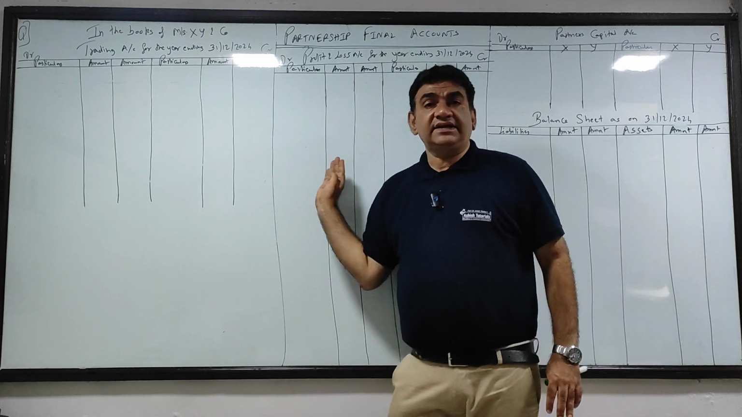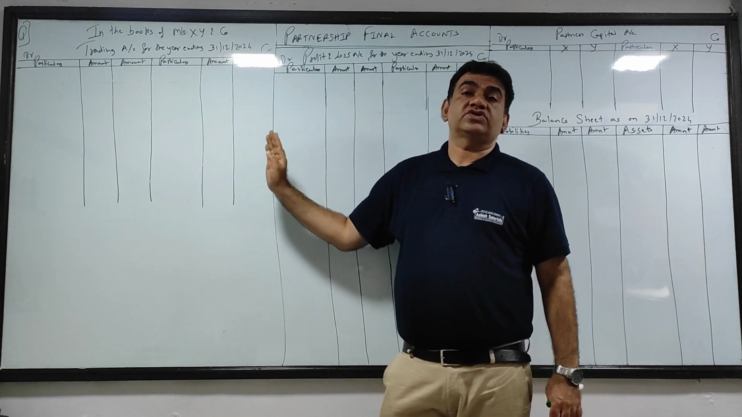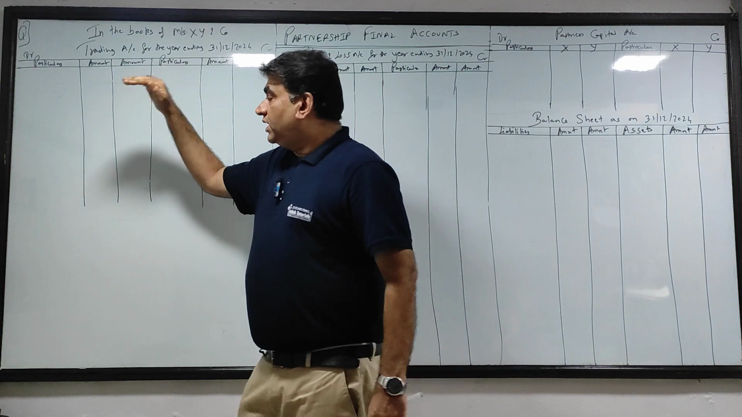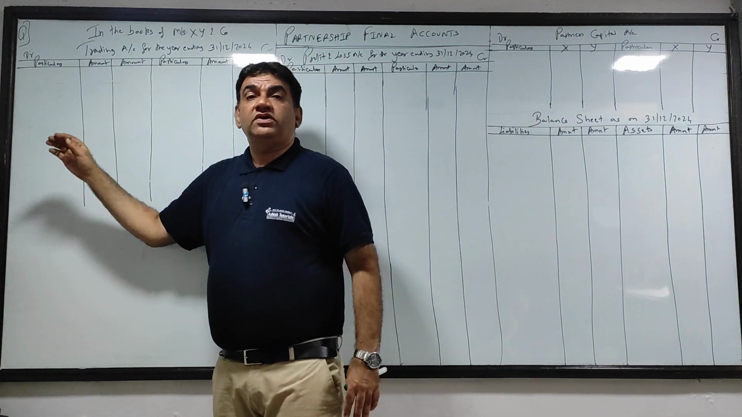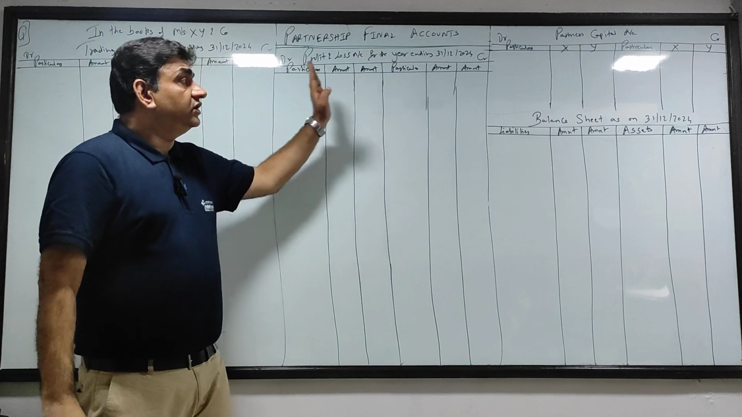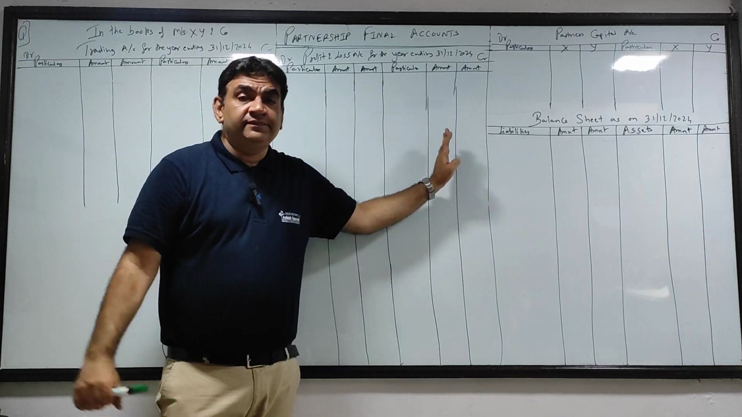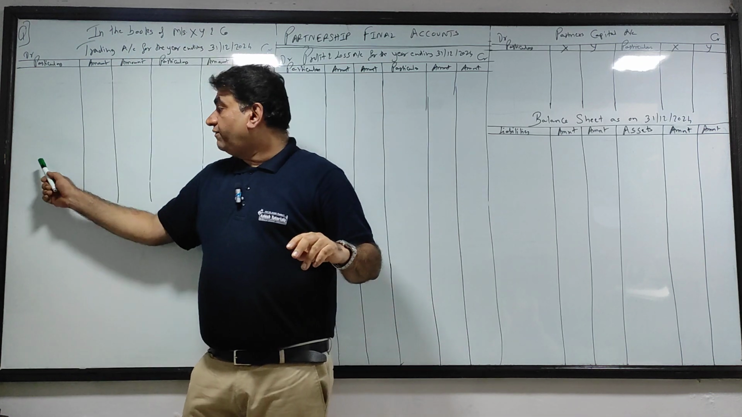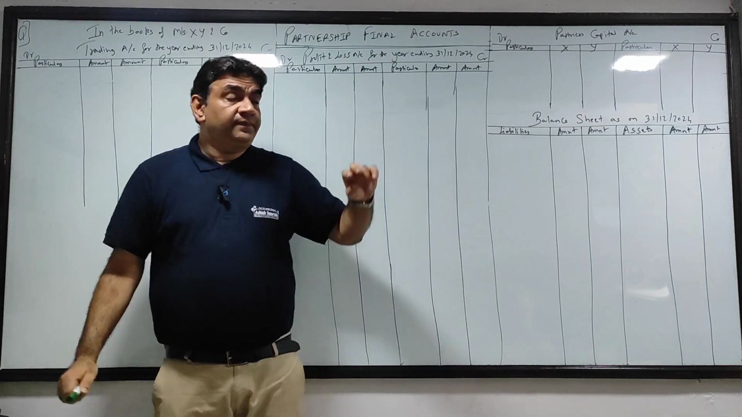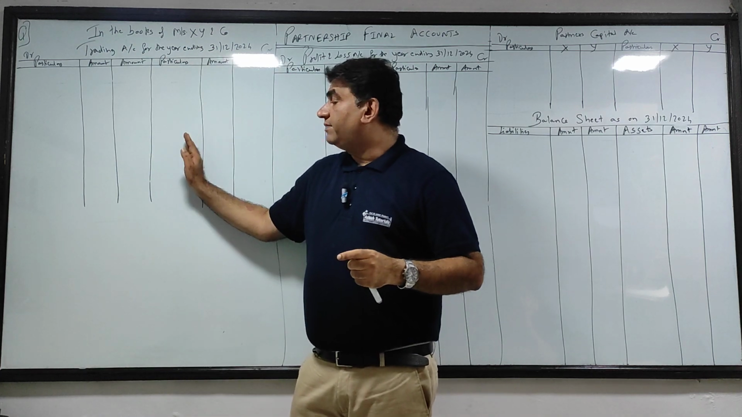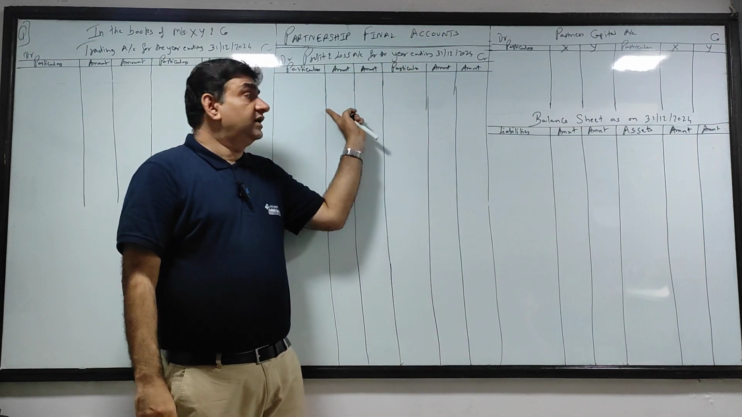Then you will balance the trading account and get the gross profit. How to do it? We will see in some time. Whatever is the answer, say for example your gross profit here is 1 lakh rupees. That gross profit you will transfer to P&L. If it is a gross loss, you will also transfer it to P&L. Profit will come here, you will transfer it here. Loss will come here, you will transfer it here.